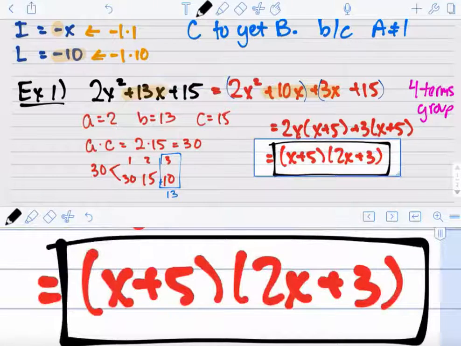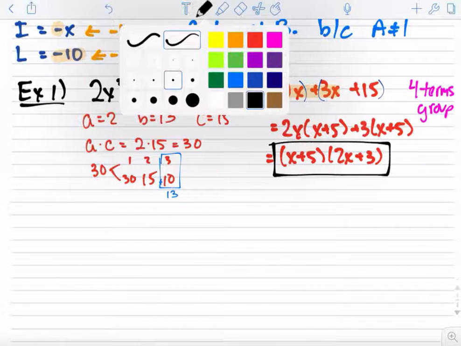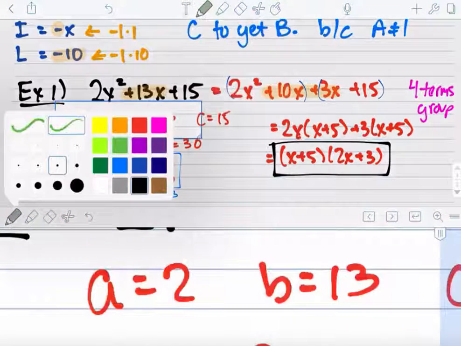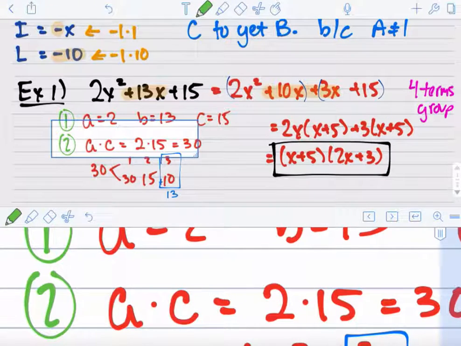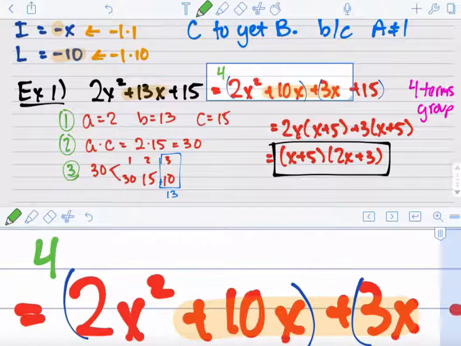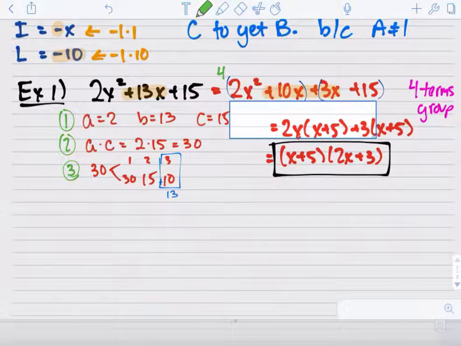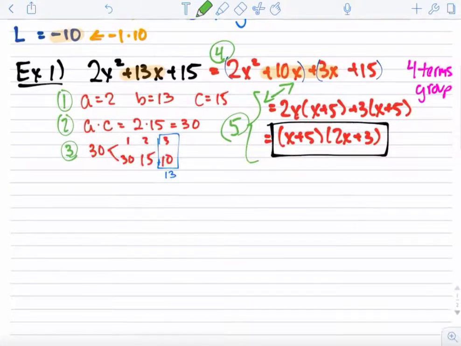So, how did I do it? Can we put down a process? I think we can. We need to label our steps. First thing I did was here. Then that was my second. That was my third step. This was my fourth step. And then the last little bit from here on out was my fifth step. All of that, including that too, was my fifth step.